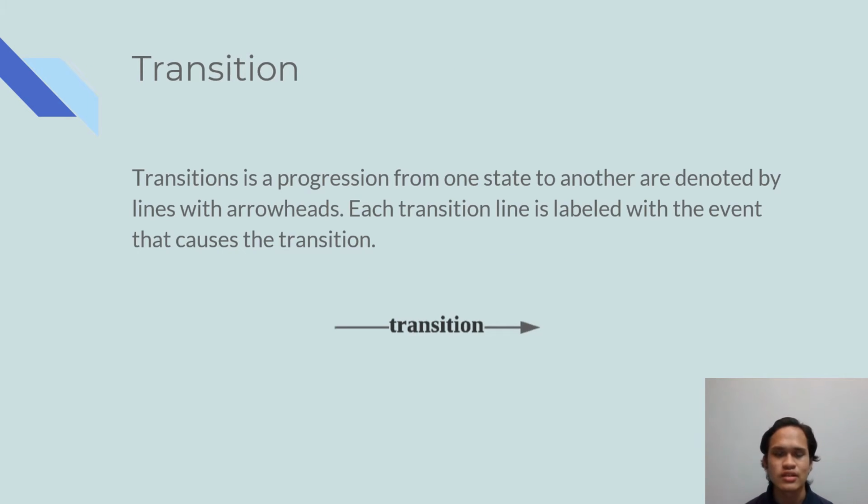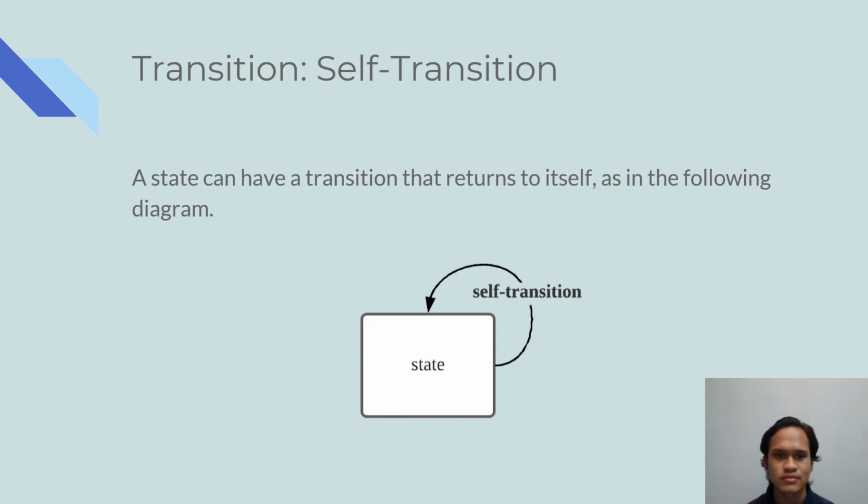Okay, so transition. A transition is a progression from one state to another and is denoted by lines with arrowheads. Each transition line is labeled with the event that causes the transition. There's another one, which is the self-transition. A self-transition is where a state can have a transition that returns to itself, as in the following diagram.